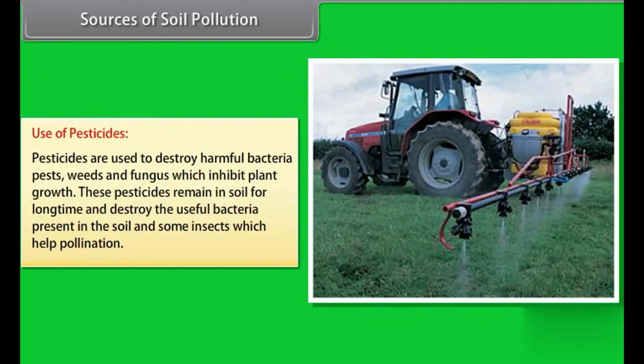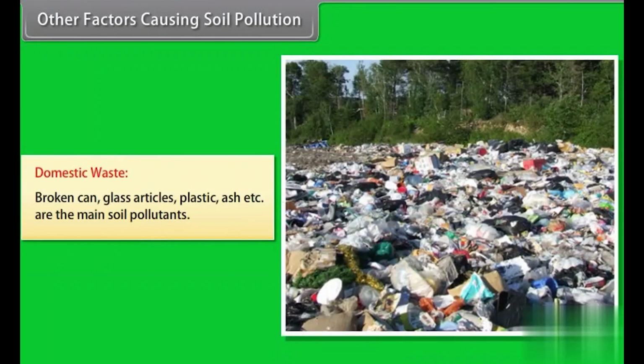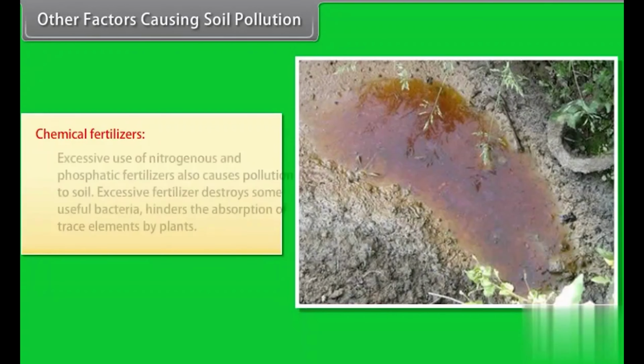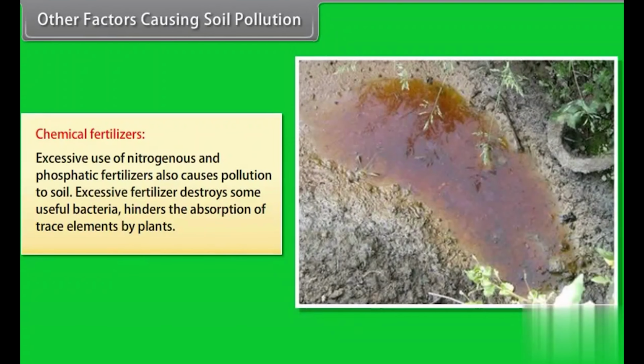These pesticides remain in soil for a long time and destroy the useful bacteria present in the soil and some insects which help pollination. Other factors causing soil pollution: domestic waste, broken glass articles, plastic, ash, etc. are the main soil pollutants. Chemical fertilizers. Excessive use of nitrogenous and phosphatic fertilizers also causes pollution to soil.